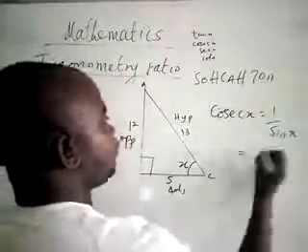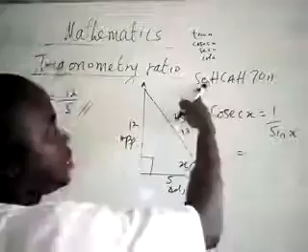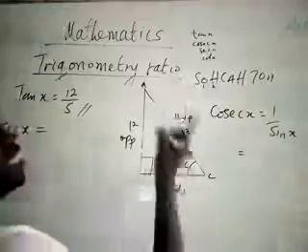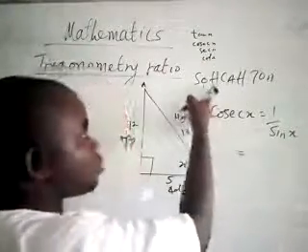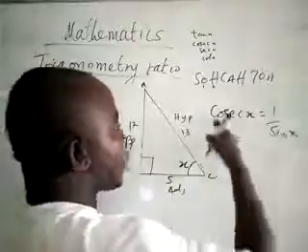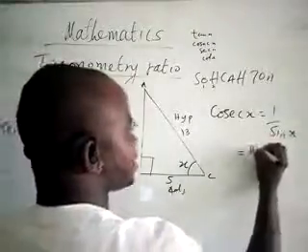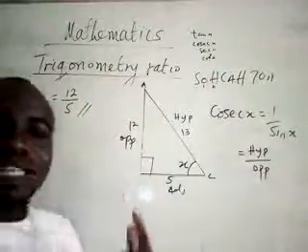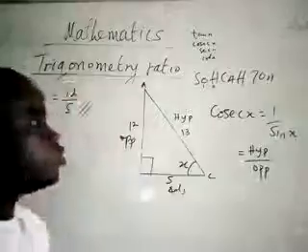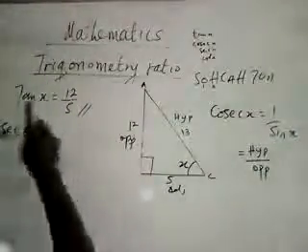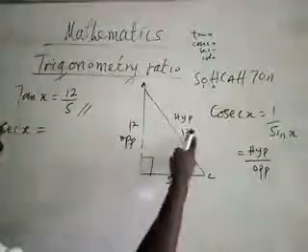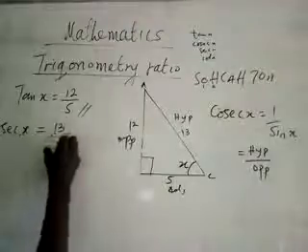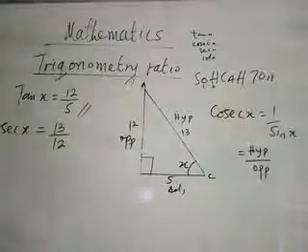So if your sine x is opposite over hypotenuse, then your cosec is going to be hypotenuse over opposite. That is, the cosec is reversing what your sine is. Where's our hypotenuse? 13. Where's our opposite? 12. That means my cosec is 13 all over 12. Do you understand? So I found this.